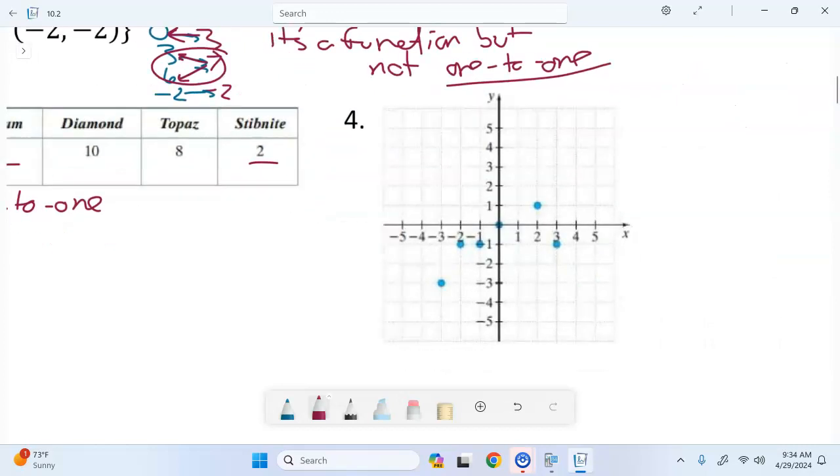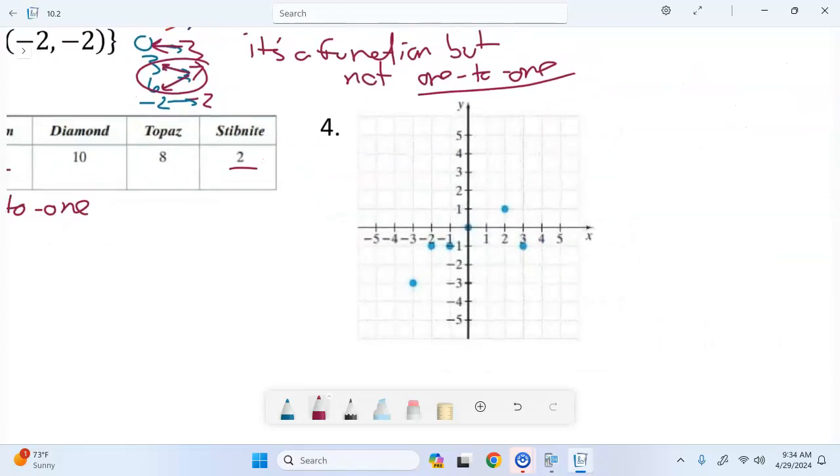Let's look at our graph. 1-to-1 or no, and why? Y value. Here, here, and here. So if I asked you the question of what x value has a y value of 1, you'd have to give me 3 answers. So it's not 1-to-1. Still a function, it's just not a 1-to-1 function.